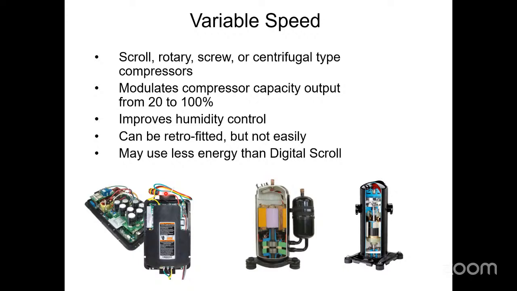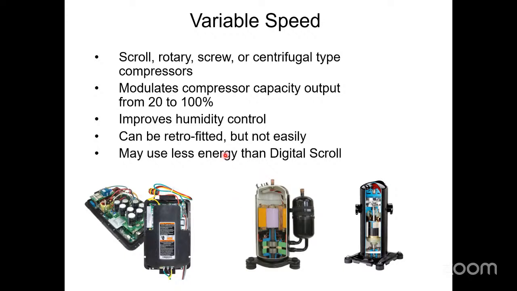You can get scroll compressors. Ductless mini splits very often have scroll and rotary also with inverters on there. Obviously, large screw chillers can have a VFD on there. A VFD is an inverter, by the way. Screw and centrifugal chillers, or even a screw compressor in a condensing unit if you have that. You can vary that with an inverter on there.